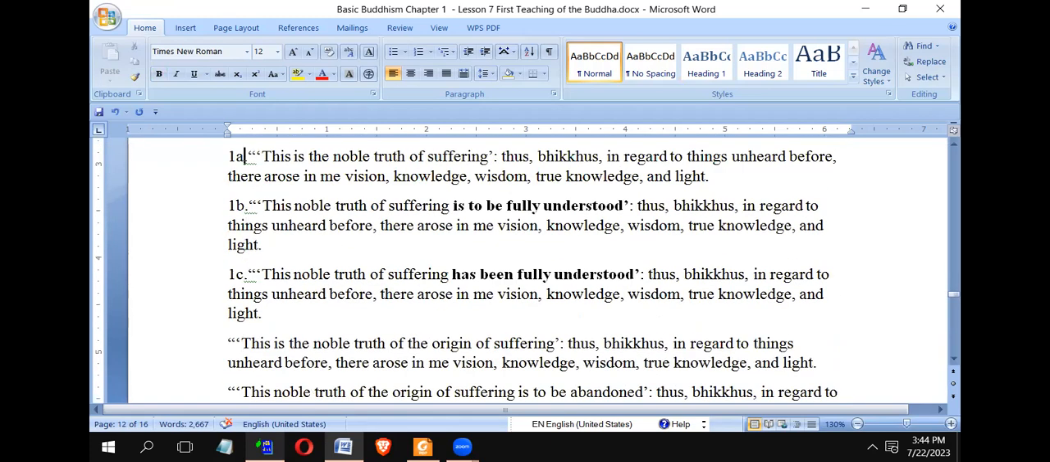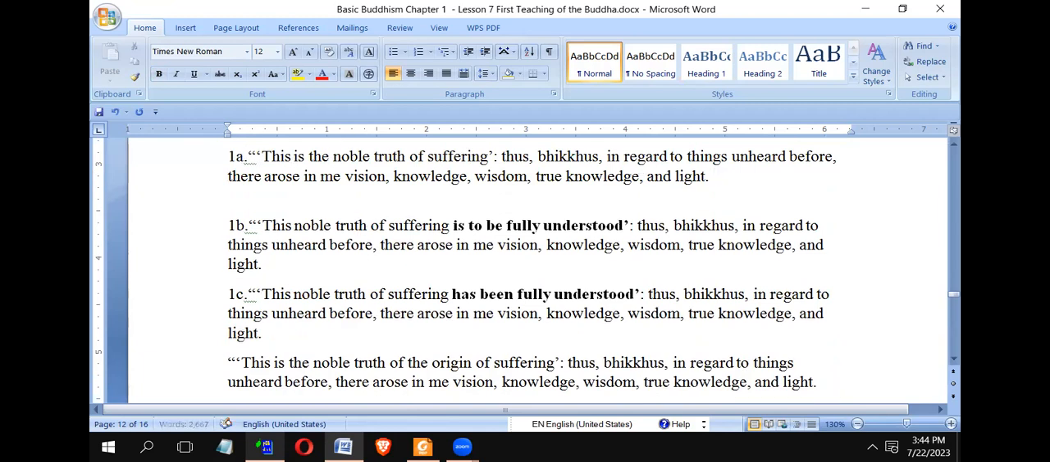Now, this noble truth of suffering. When the Buddha says it like this, we are talking about the truth as it is. We are talking about the four noble truths. When we talk about the noble truth, it's not something that never existed before. The previous Buddhas also knew about the four noble truths, right? But after a Buddha, the Dhamma disappears, and then nobody hears about it. So the Buddha discovered the first noble truth at this point.